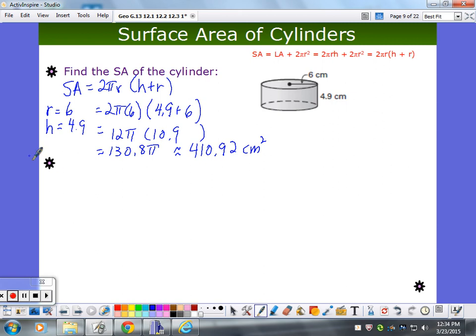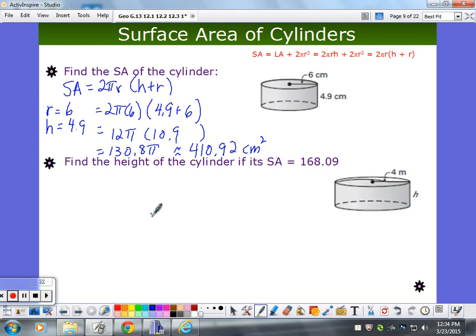This one I think is on your paper. This one is example B at the bottom of page 1. They're giving you the surface area and they're giving you the radius, but they're not giving you h. So again, you start with the formula. This goes back to algebra when you learned how to solve for a variable. Remember what we're solving for, h. Let's see if I can rewrite this so I get h equals. So what do I do first?